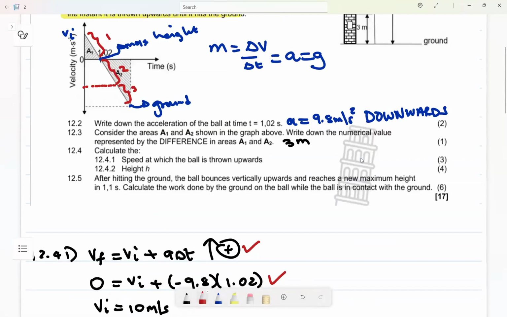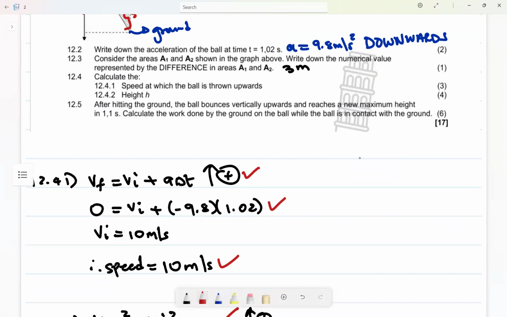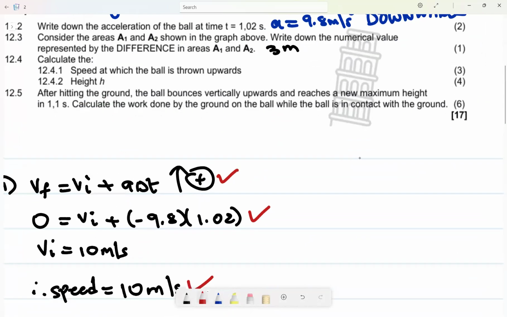Okay? Now, they say, after hitting the ground, the ball bounces vertically upwards and reaches a new maximum height in 1.1 seconds. So it will reach the ground, and it will move upwards and reach a new maximum height. So it will reach the maximum height in 1.1 seconds.